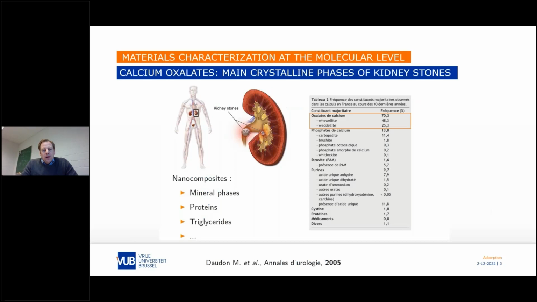Let's start directly with calcium oxalates. It's not a very pleasant pathology, the fact that stones, minerals, can be formed in the kidneys and in the ureter. So what kind of minerals are formed? Here you will see a list of the different minerals that can be found in these kidney stones. We observe directly that the biggest majority of the stones that are collected nowadays, I would like to underline that, are calcium oxalates.